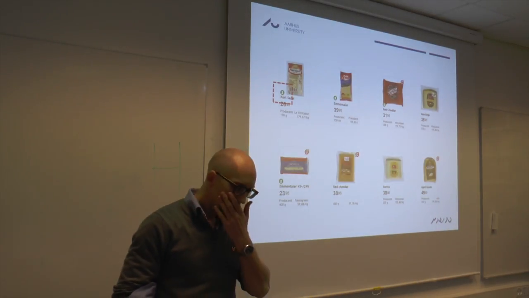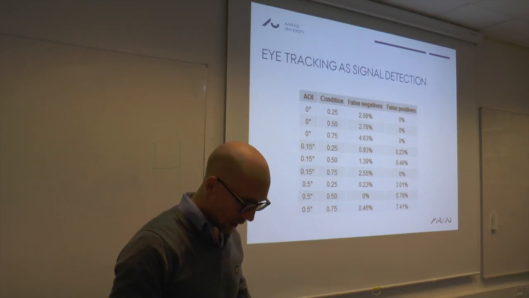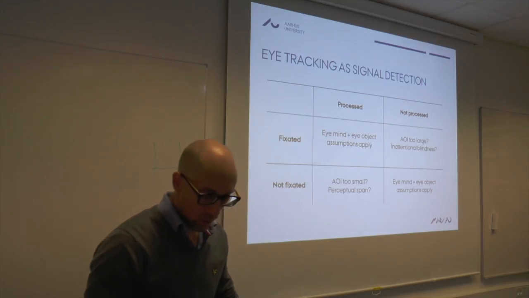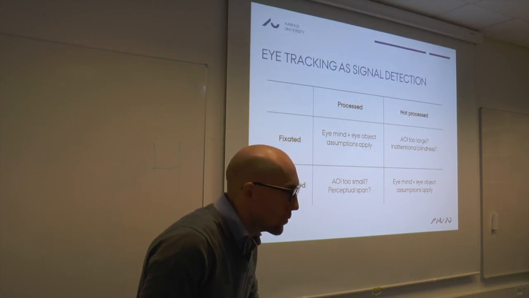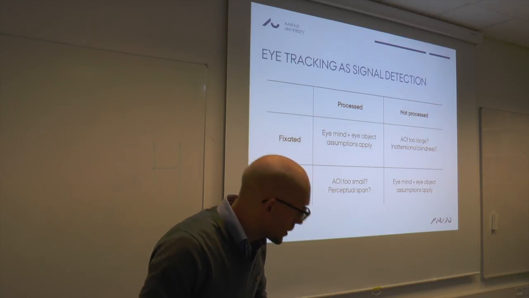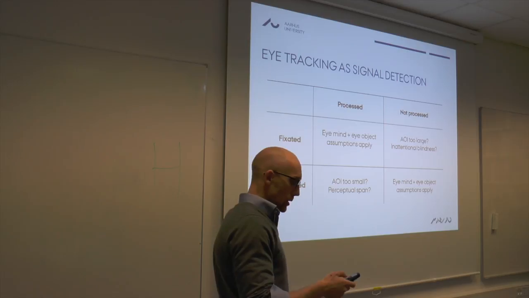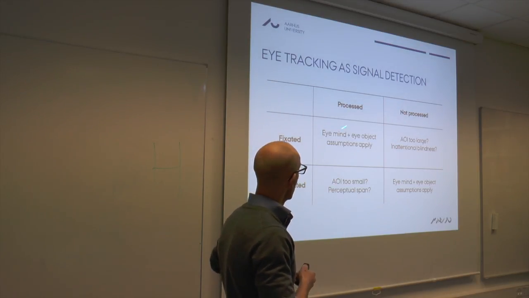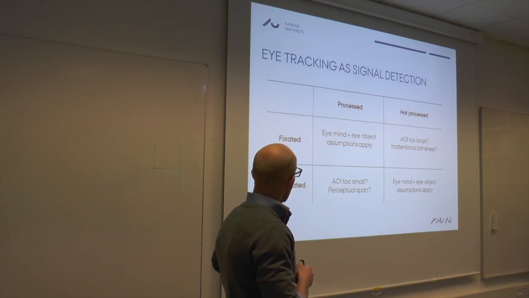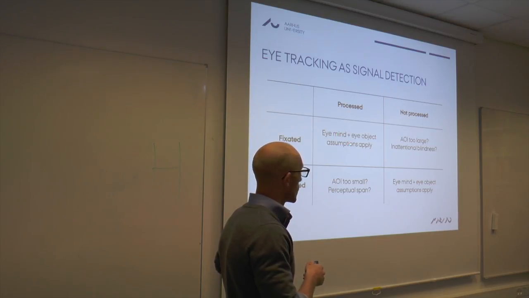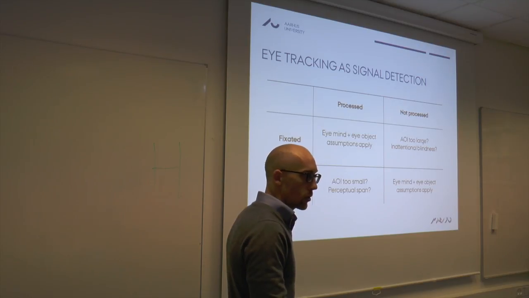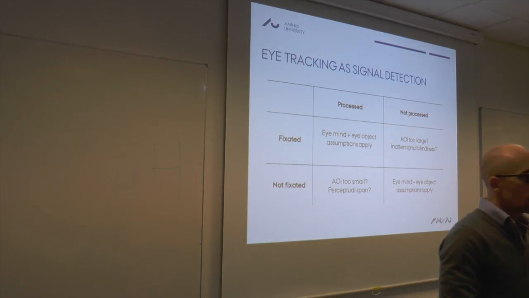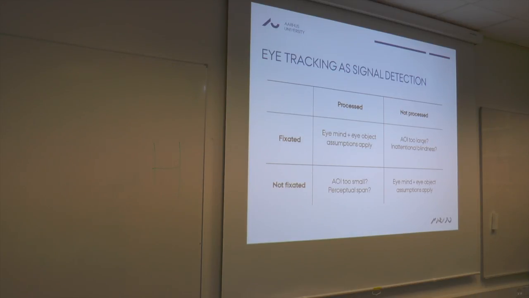Okay, so, yeah, interesting example. Basically what I want to argue is that if you want to use eye tracking to measure attention, it's in a way to think of it as signal detection. Either something is fixated or not, but what you want to know is whether it's attended to, or at least you could claim that it's been processed or not processed. If you have a true positive, so it's fixated and processed, then you have to make the assumptions that the eye-mind and eye-object assumptions actually apply. So that people process what they're fixating, and that the fixation is uniquely assigned to only one object. Both assumptions are wrong, but you still somehow have to make them.